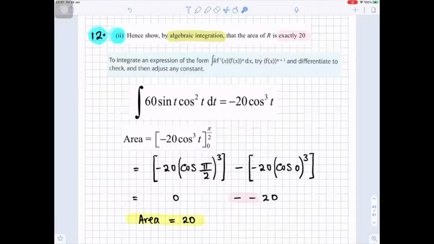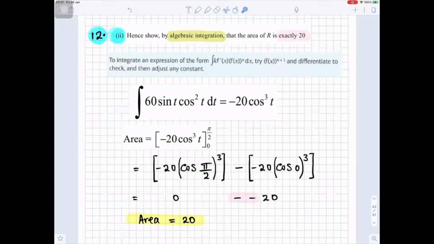So now the integral will be minus 20 cos cube t, because the 3 comes and multiplies 3 times 20. That will give you the 60. And when you differentiate cos, you get minus. So the minus with that minus will become a plus. So that's why you have minus 20 cos cube t, and you're integrating from 0 to pi over 2.